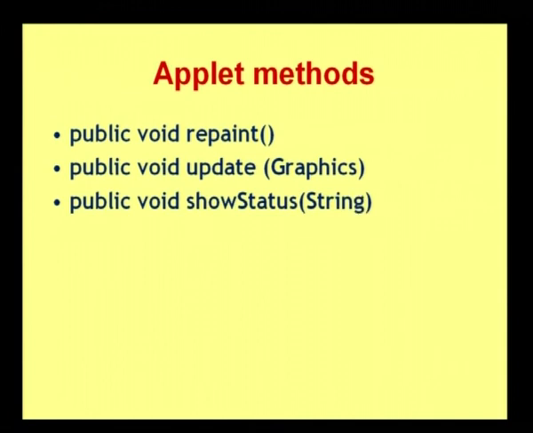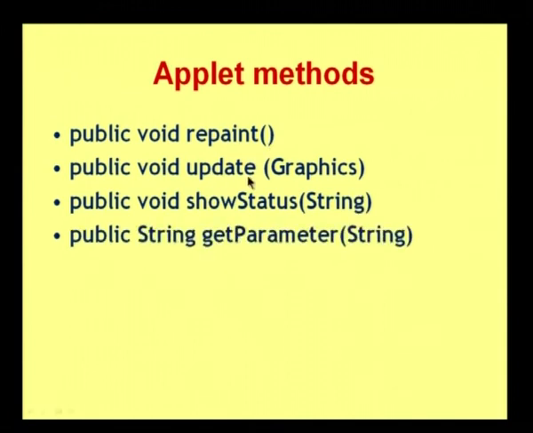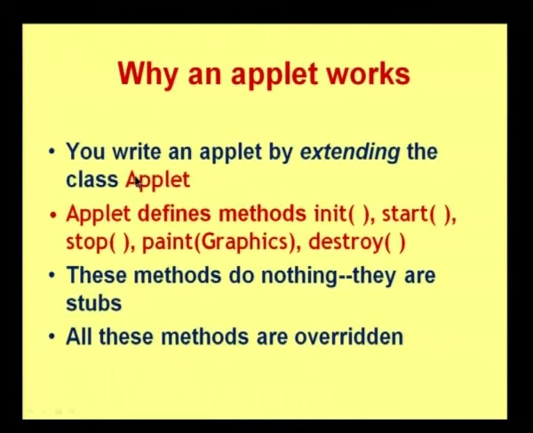The other methods available in your applet are repaint, update, showStatus and getParameter. All these methods are not lifecycle methods, whereas they could be called in between your applet execution. So, here you can see how an applet works.